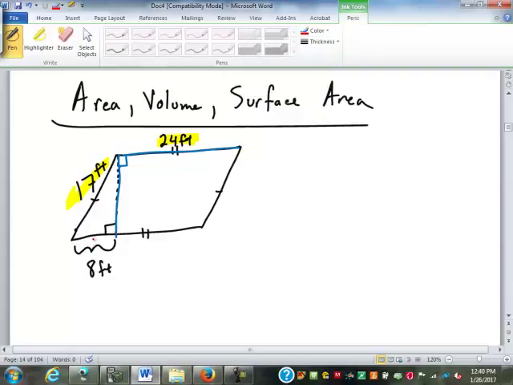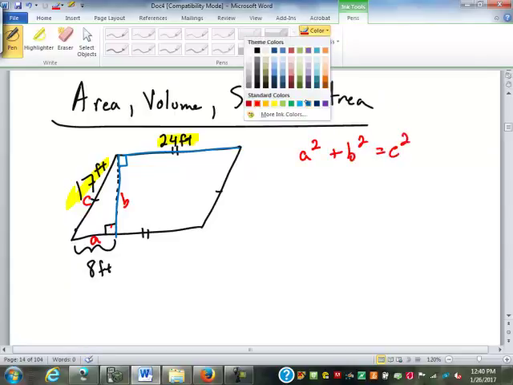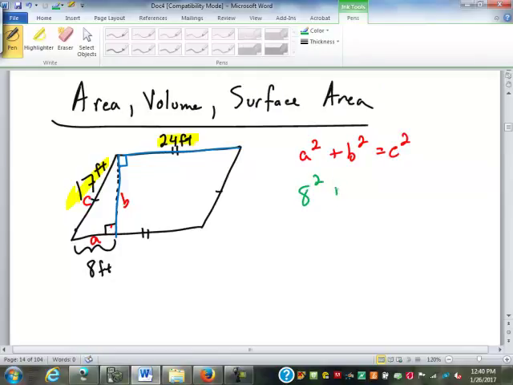Yes, I can. How? Pythagorean theorem. There you go. A squared plus b squared equals c squared. This is a right triangle here. These are the two legs, so I'm going to label them A and B. This is the hypotenuse. A squared plus b squared equals c squared. A is 8, so that's 8 squared plus b squared equals 17 squared. 8 squared is 64 plus b squared equals 17 squared, which is 189. Everybody's going to stop me? 289.